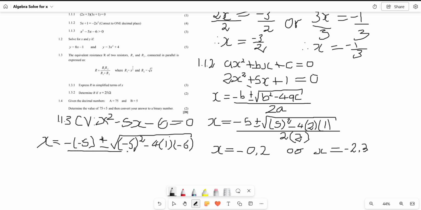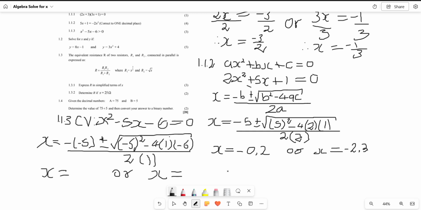Then everything is divided by 2 times the value of a, which is positive 1, in brackets. Then the first critical value, x, is equal to, and the second critical value, x, will be equal to.